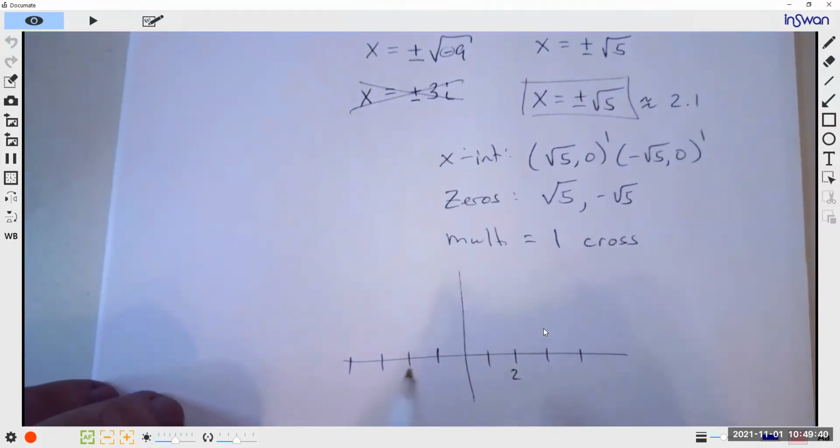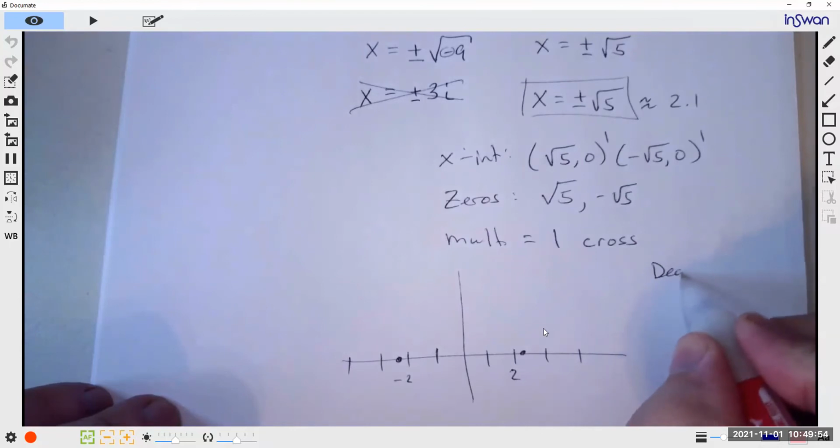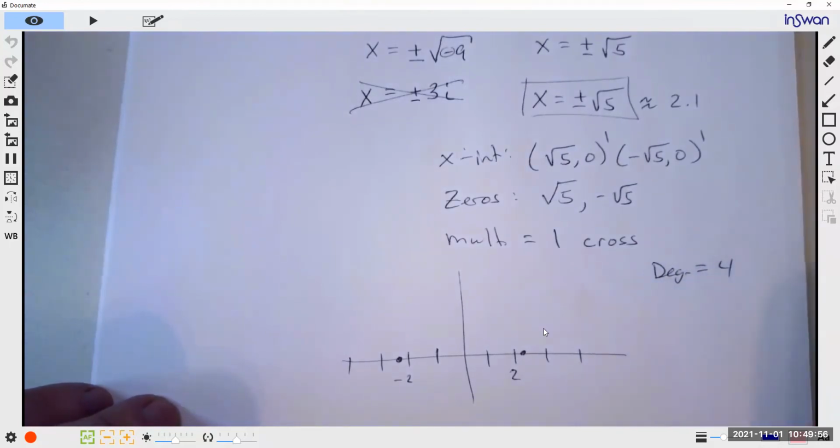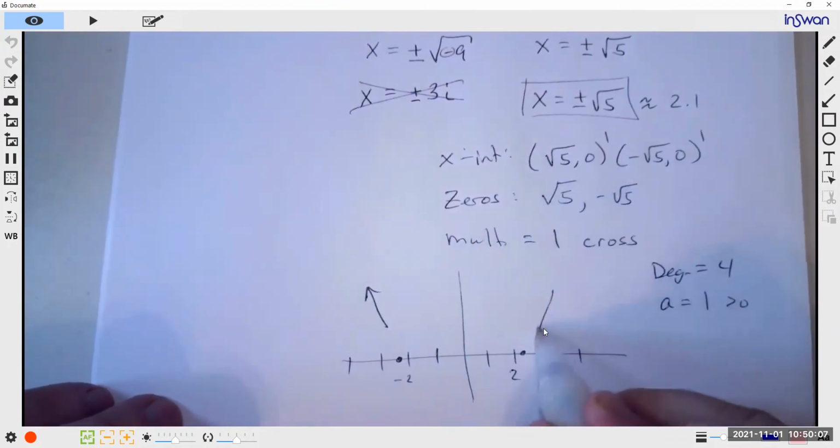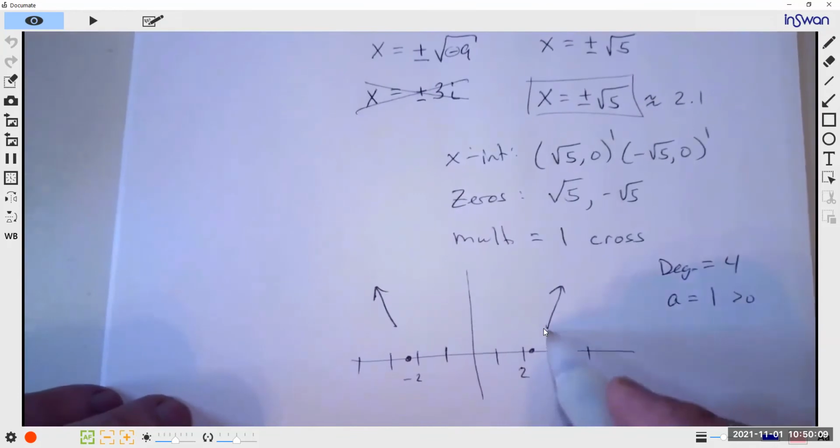So here's 2, here's -2, so it's just a little bit bigger. And it crosses at those points. We know the degree is 4. And A, the leading coefficient, is 1, positive. So we know that it opens up. It crosses through those endpoints.